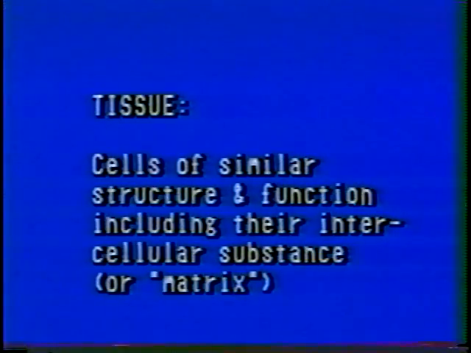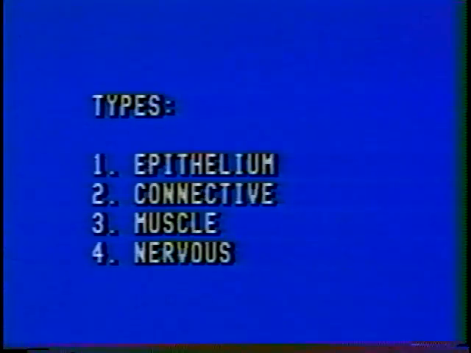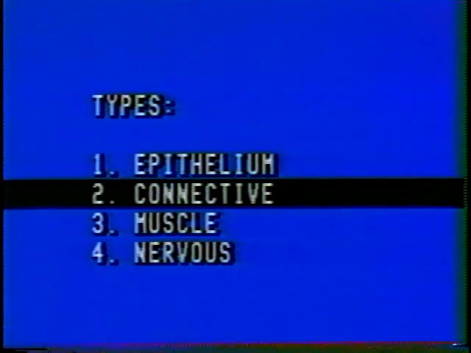Recall that tissues are cells of similar structure and function, including their intercellular substance or matrix. Also remember that there are 4 basic types of tissue: epithelium, connective, muscle, and nervous. This tape will consider connective tissue. The basic functions of connective tissue are to support, cushion, connect, or bind.